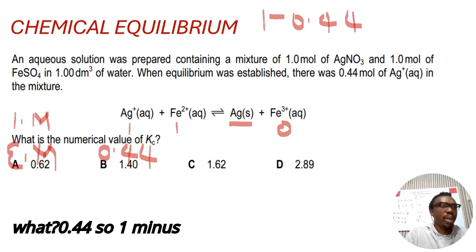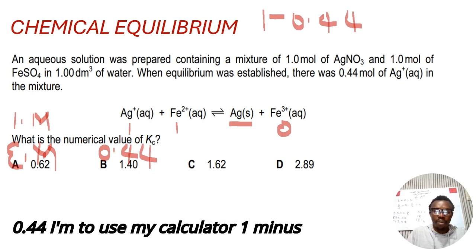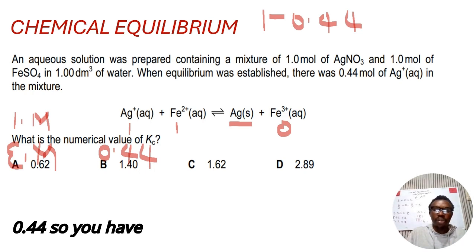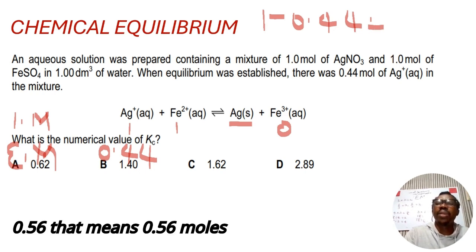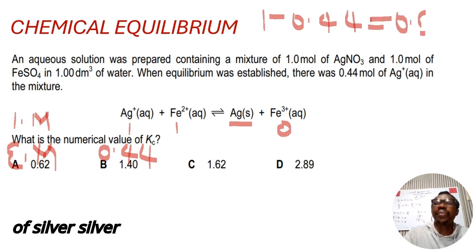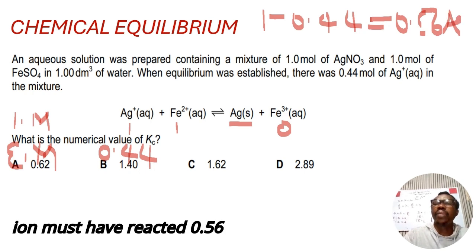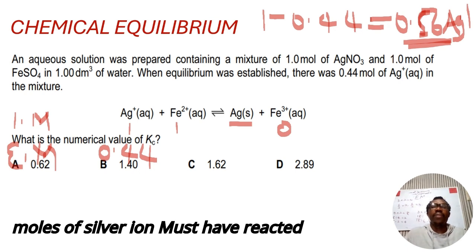So 1 minus 0.44, I'm going to use my calculator. 1 minus 0.44, so you have 0.56. That means 0.56 moles of silver ion must have reacted.